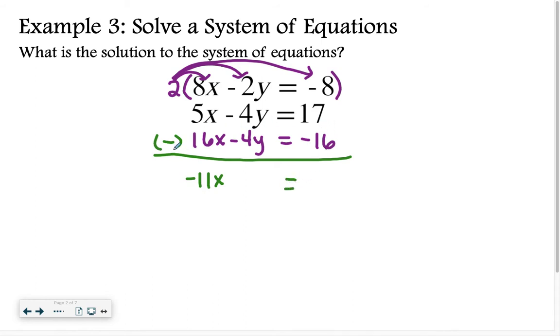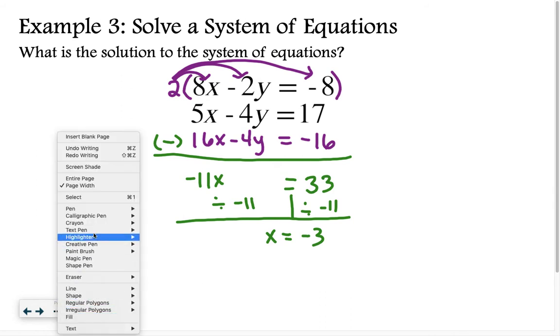Then 17 minus a negative 16 becomes plus 16. So that becomes a 33. And then I keep solving from there. I need to divide both sides by a negative 11. I have x equals negative 3.